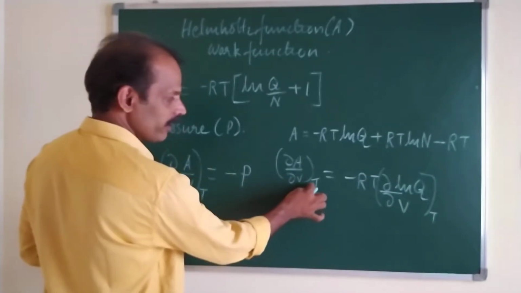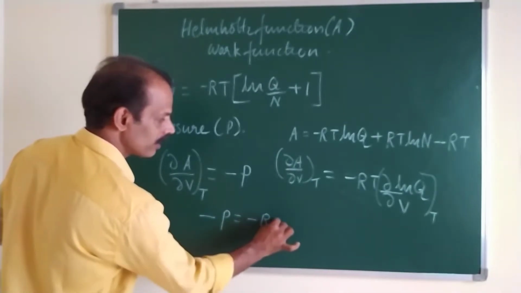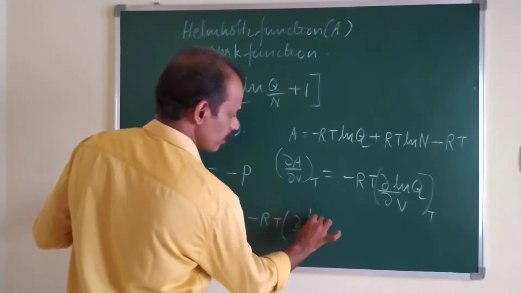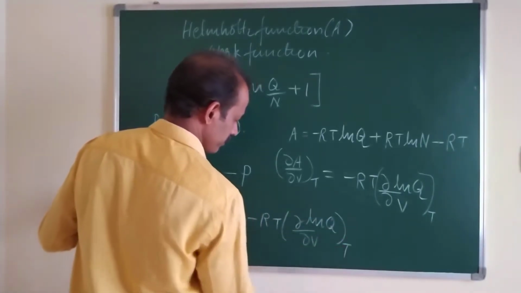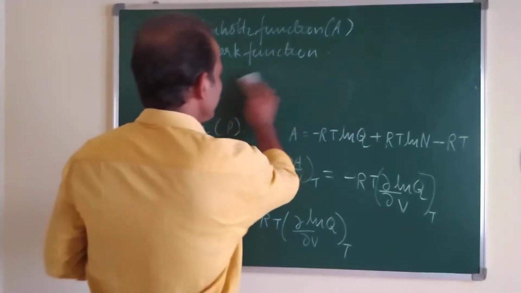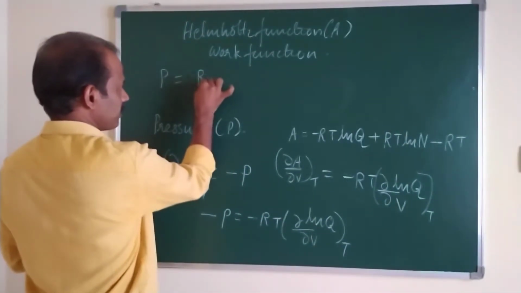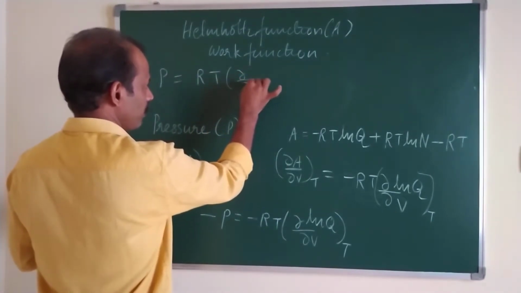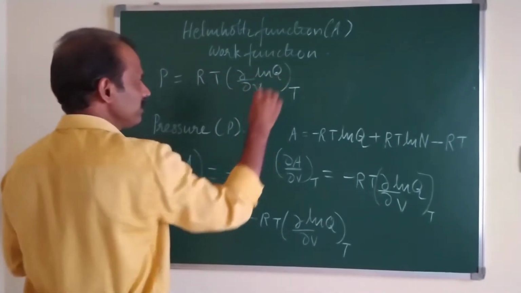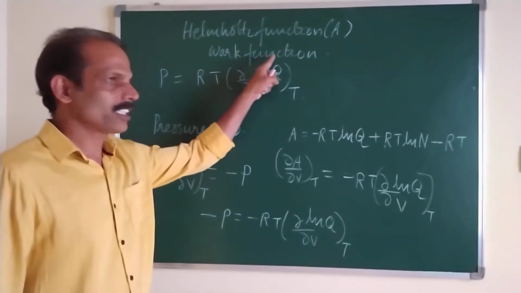But dou A by dou V at constant temperature is negative P, that means negative P is equal to negative RT dou by dou V ln Q at T. Or we can write, pressure P is equal to RT dou by dou V ln Q at constant temperature. That's the relation between pressure and partition function Q.